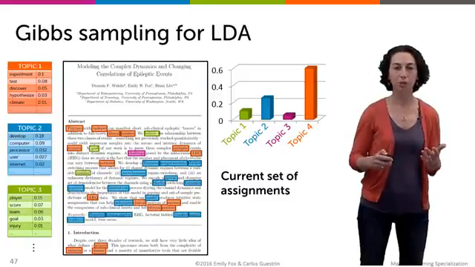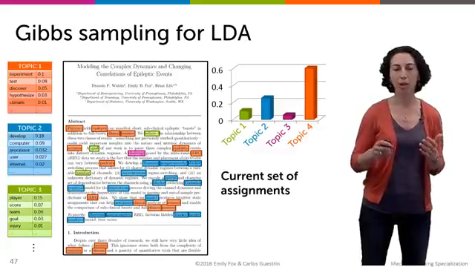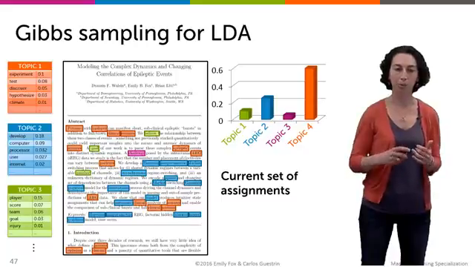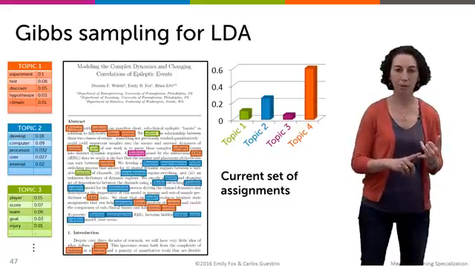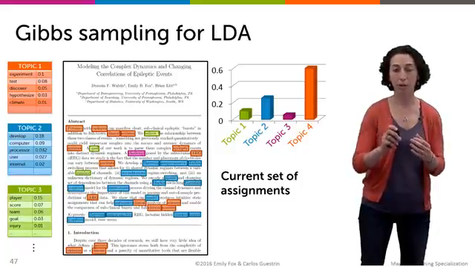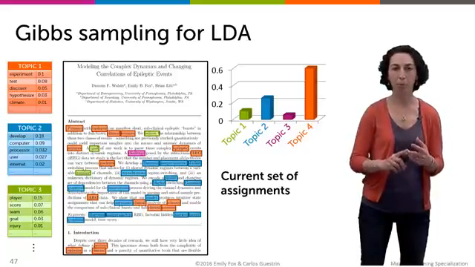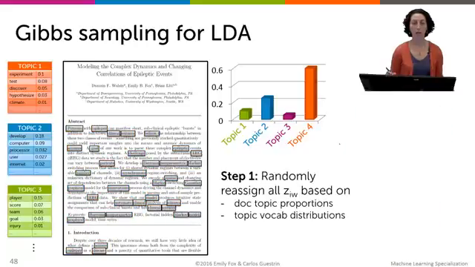Well, let's look at this in pictures for our LDA model. Let's imagine that at some iteration of our Gibbs sampler, we have the following instantiation of all of our assignment variables and model parameters, which in this case are the topic vocabulary distributions, the document-specific assignment variables of words to topics, and the document-specific topic proportion vectors. At the next iteration of our Gibbs sampler, we might consider reassigning all of our assignment variables of words in a document to a topic.